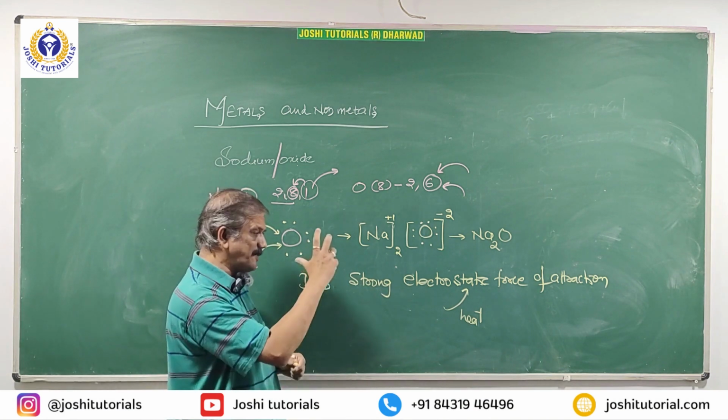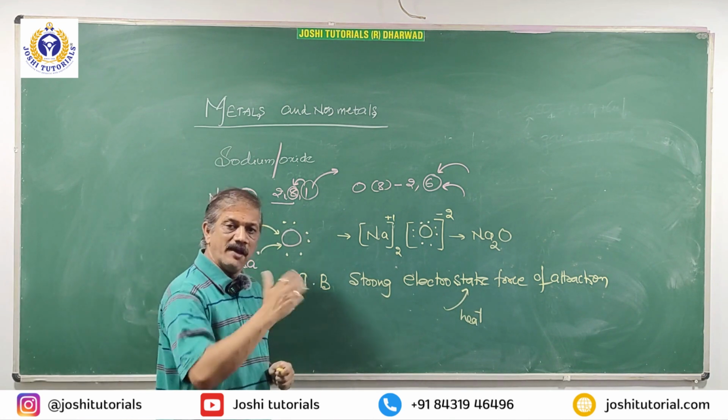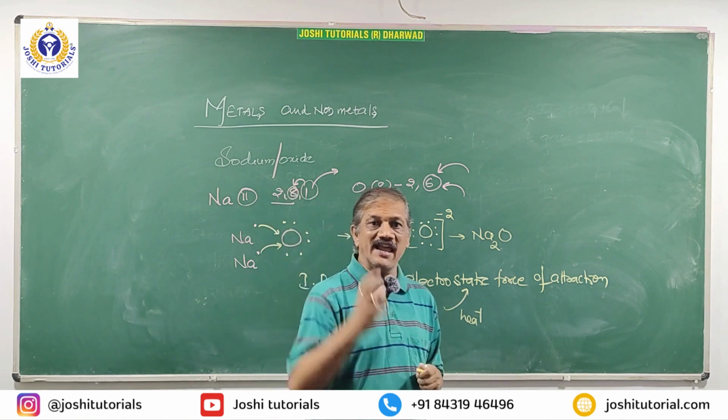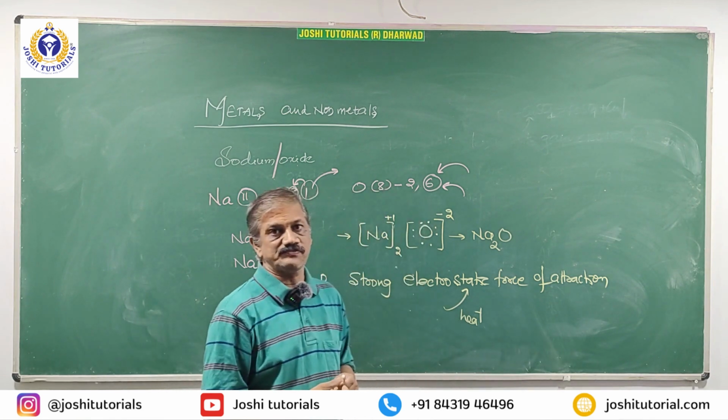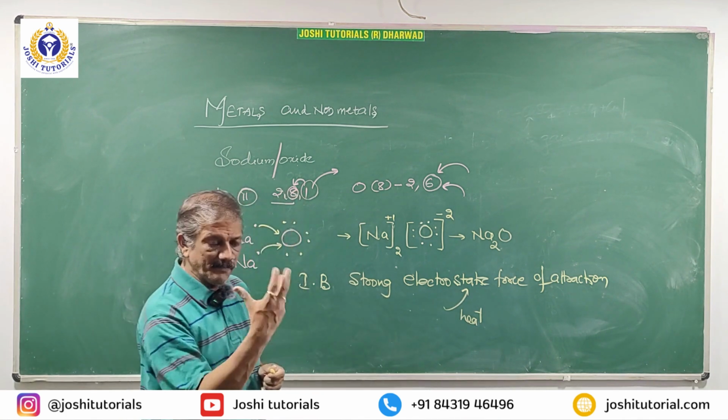Sodium chloride: rigid body, rigid structure. High MP, high melting point. Easily they are soluble in water, less in organic solvents. So they may ask questions, why they have high MP, high BP.